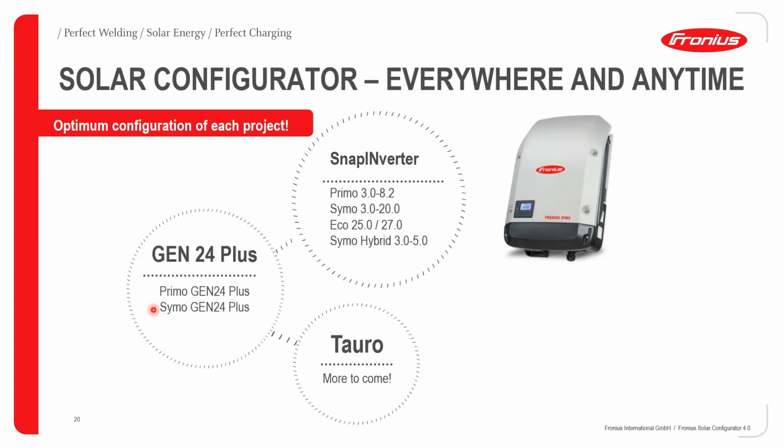You will then find our new generation of inverters called the Gen 24 Plus, and these are our hybrid inverters. So we have the Primo Gen 24 Plus, and we have the Symo Gen 24. The 50 kilowatt variant as well as the 100 kilowatt variant, and they're both 3-phase.